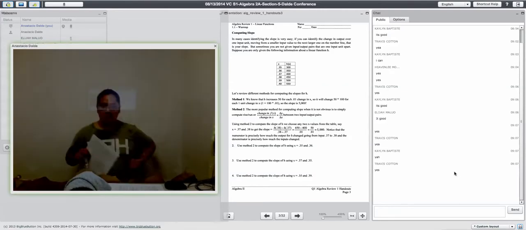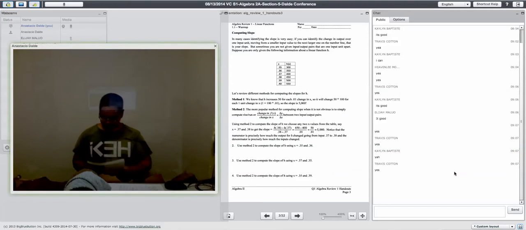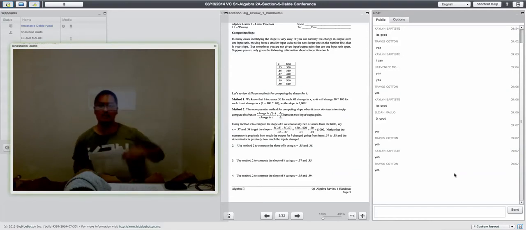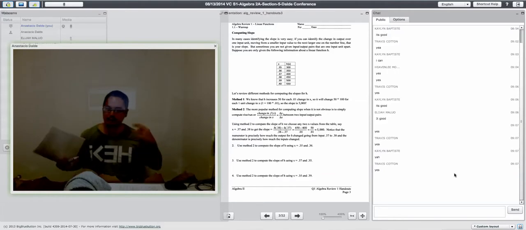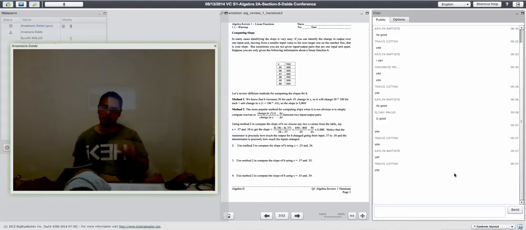All right, what's going on, folks? Today what we're going to do is go over a few computing slopes problems. I want to get through this quickly because I feel like slopes is something that you've learned in the past. And so I don't want to keep beating the dead horse because it's dead.